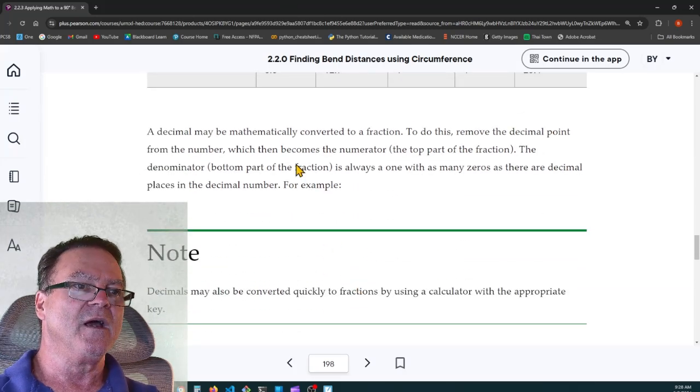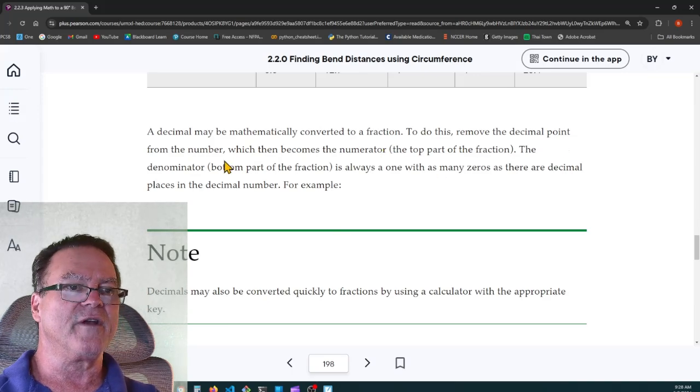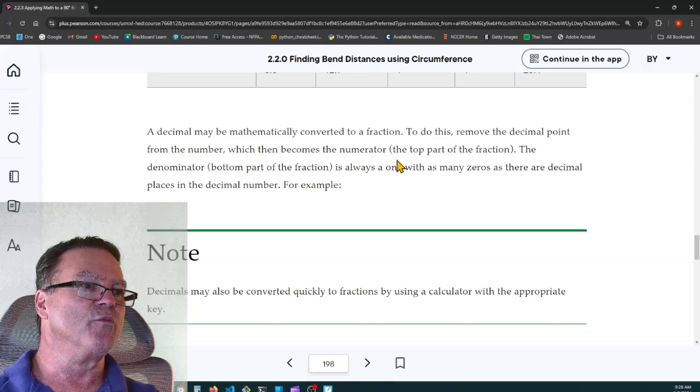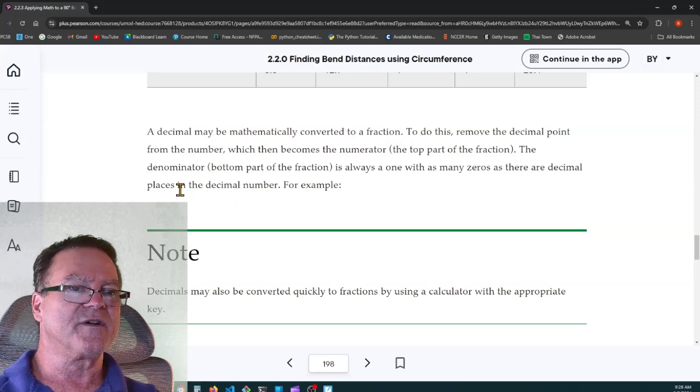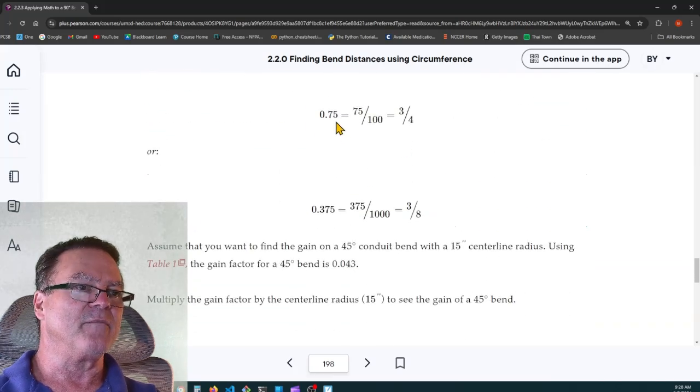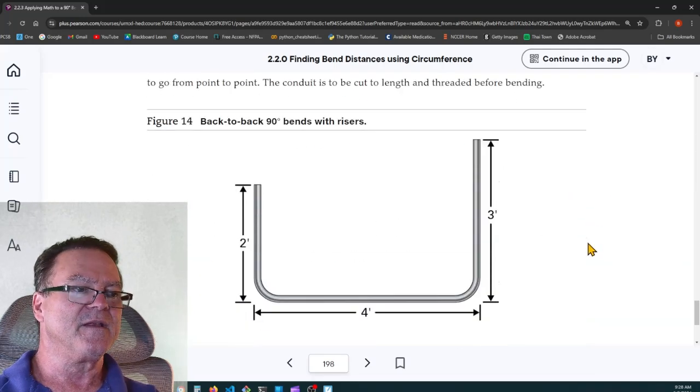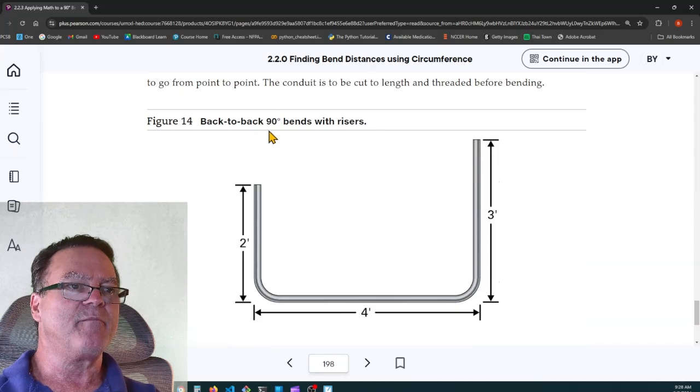All right. A decimal may be mathematically converted to a fraction. To do this, remove the decimal point from the number, which then becomes the numerator, the top of the fraction. The denominator is always a 1 with as many zeros as there are decimal places in the decimal number. So if you got 0.75, it's actually 75 100ths, and it's 3/4. 0.375 is 375 thousandths, or 3/8. All right, that's converting.